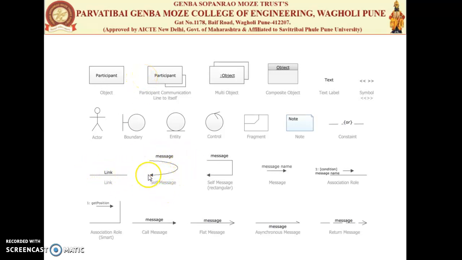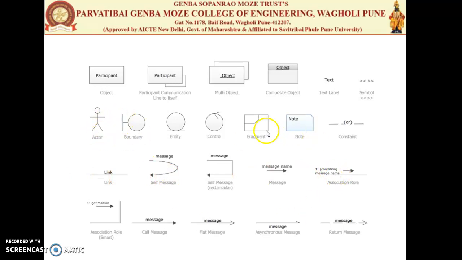Then message, this is the self message. Whenever there is a round message, it is a self message, which we can also call a self loop. Then in a rectangular box we can also give the message. Then a straight line is a message from one object to another. We can go with a straight arrow with a solid tip. Then a condition with a line and arrow. With curly braces we have to mention the constraints or conditions with the message and numbering. So these symbols are mostly used in the collaboration diagram.